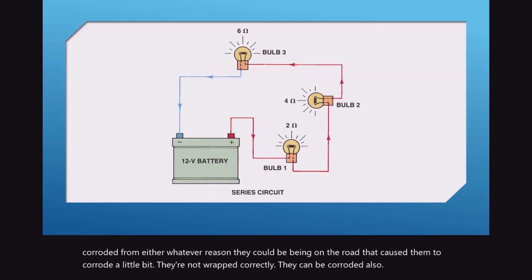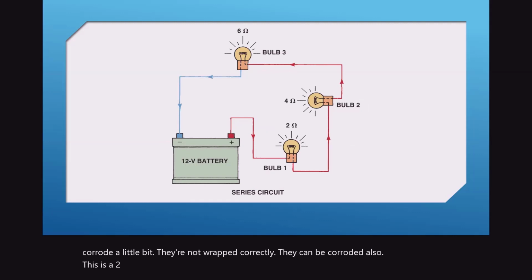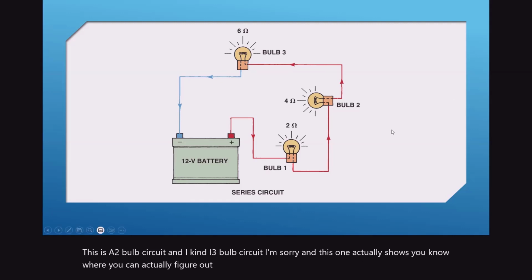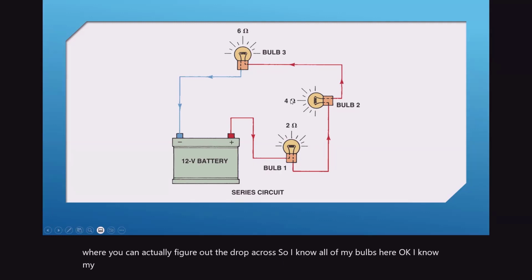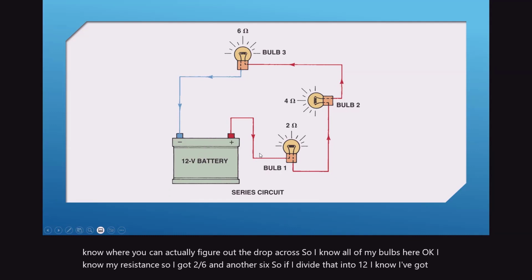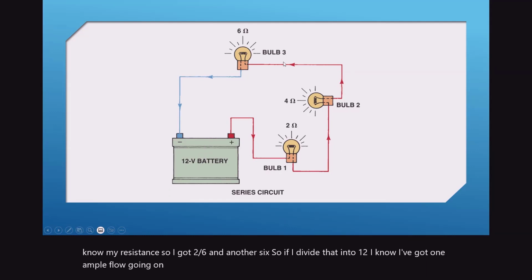This is a 2-bulb circuit, and well, 3-bulb circuit, I'm sorry. And this one actually shows where you can figure out the drop across. So I know all of my bulbs here. Okay, I know my resistance, so I got 2, 6, and another 6. So if I divide that into 12, I know I got 1 amp of flow going on. I got 1 amp going through all these different bulbs.